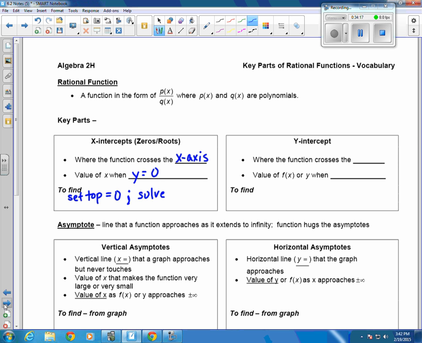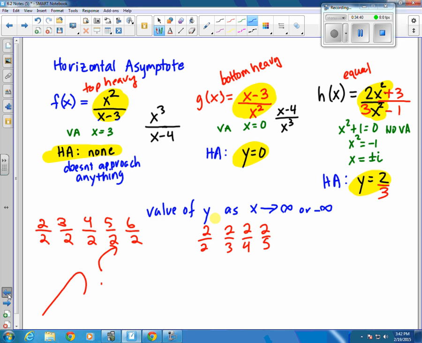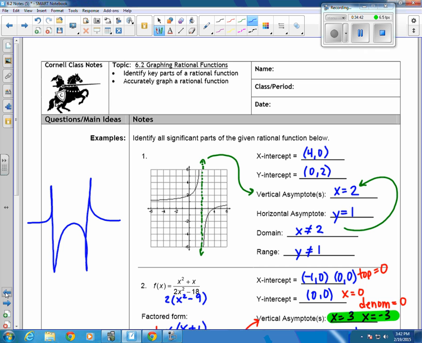Y-intercept is where the function crosses the y-axis. It's the value of f of x or y when x is 0. How did we find that? You wrote it down on that other one. It's x equals 0, guys. We just plugged in 0 for x, remember?